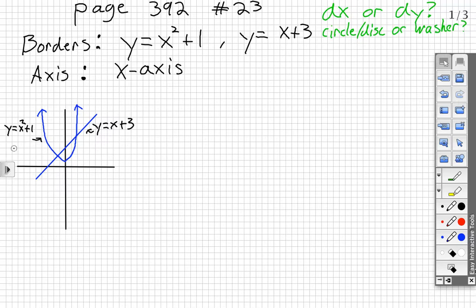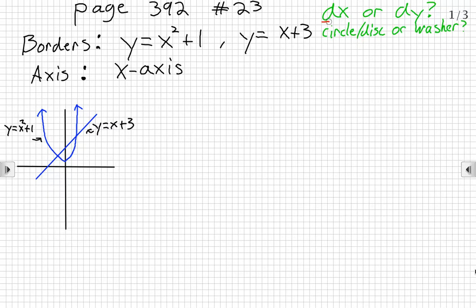We could use the picture to decide on dx or dy, and we could use the picture to decide on circle, disk, or washer. However, I think it's an important skill to be able to read the equations, read the descriptions, and make the right determination, because there's some pretty simple clues. We know that this is a dx problem because our axis of revolution is a horizontal line. If it was a dy problem, this would be a vertical line, and vice versa.